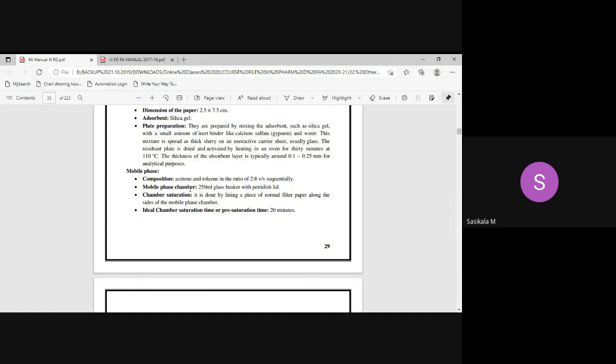Then the mobile phase chamber used is a 250 ml glass beaker with a petri dish lid. Then what is chamber saturation? It is done by lining a piece of normal filter paper along the sides of the mobile phase chamber. A piece of normal filter paper is kept to monitor the chamber saturation. Once it is wet completely, according to the length of the mobile phase chamber, it indicates that it is completely saturated. So saturation can be visualized by keeping normal filter paper along the sides of the mobile phase chamber.